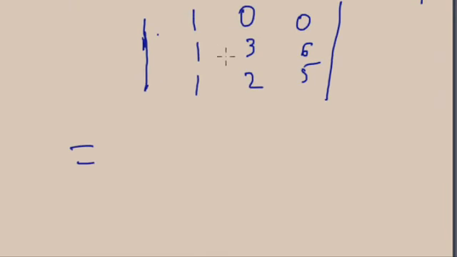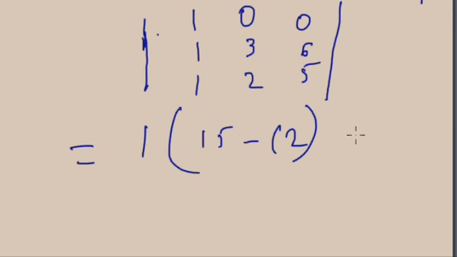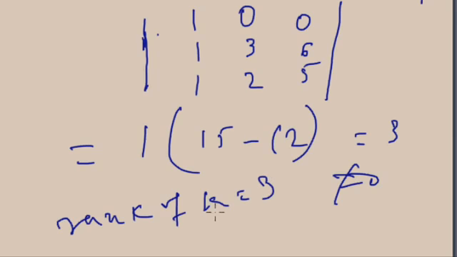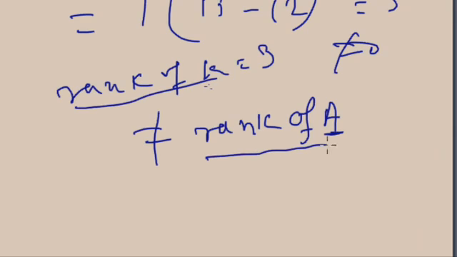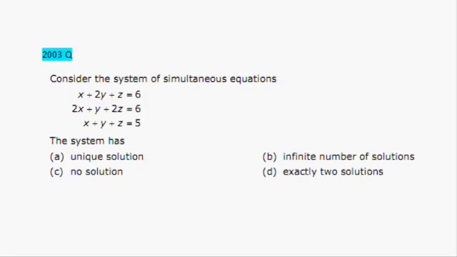So the determinant is equal to 1 into 15 minus 12, 3, which is not equal to 0. So rank of K is equal to 3. So rank of K is not equal to rank of A, where rank of A is 2. If the rank of K and rank of A are not the same, then you will get no solution. That means the system has no solution, so C is the correct answer.